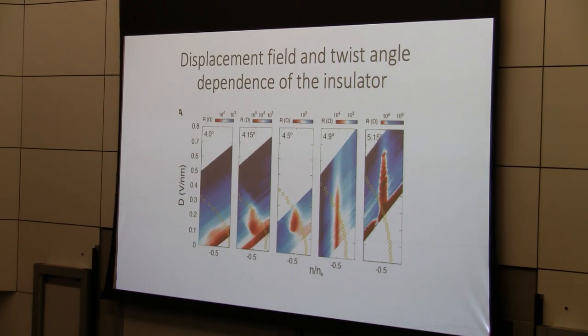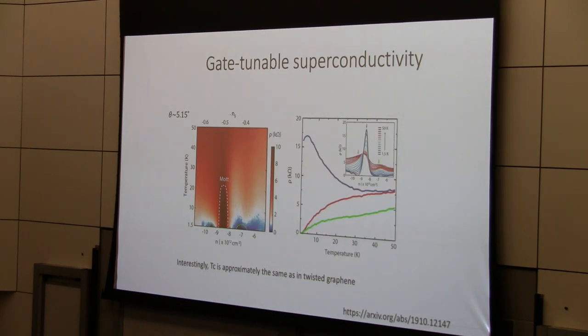Okay, so we've seen this behavior across all of these different angles. This is that insulating phase. Let me cut this story short, other than to say that these samples also do go superconducting. And when you dope away from the half-filling point, there's a little region of superconductivity. And quite interestingly, the TC of this sample is very similar to the TC of twisted bilayer graphene, on the order of a few Kelvin, 3 Kelvin or so.